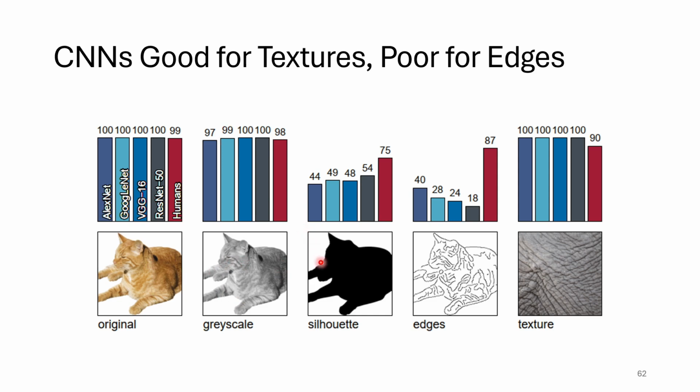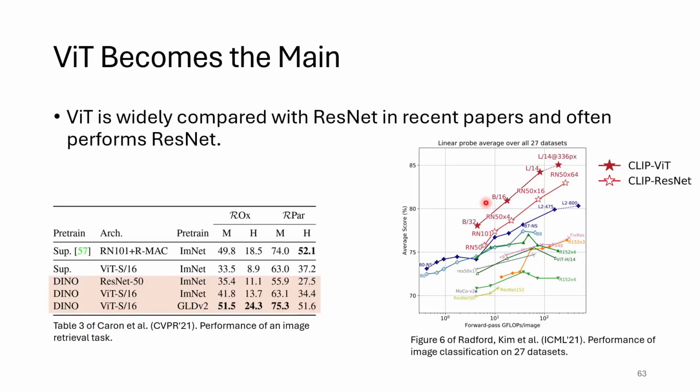But if we convert the image into silhouette, then all CNN-based methods perform very poorly. And if we convert it into edges, well, even poorer. So this is their evidence.